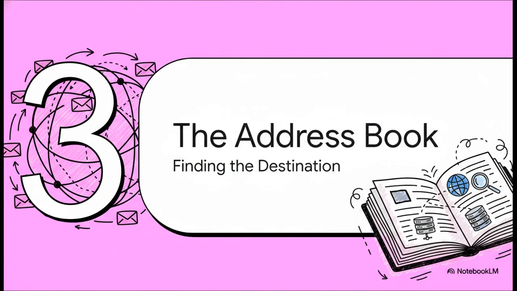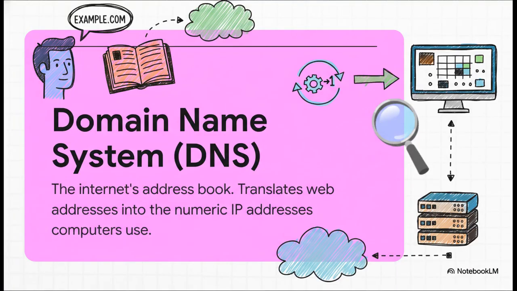Okay, but in a global maze with billions and billions of destinations, how on earth does a packet know where to go? Well, for that, it needs to check the internet's master address book. And that is the job of the Domain Name System, or DNS. We humans remember names, right? Like example.com. But computers only understand numbers, specifically IP addresses. DNS is that critical, invisible service that translates the name you type into the numerical IP address the computer actually needs to find the right server.